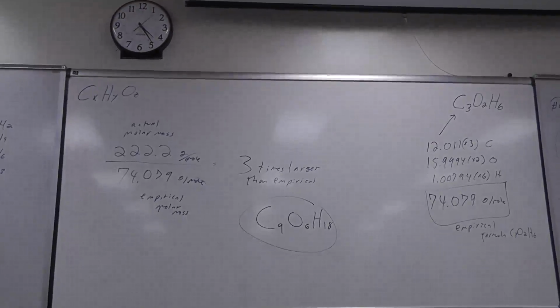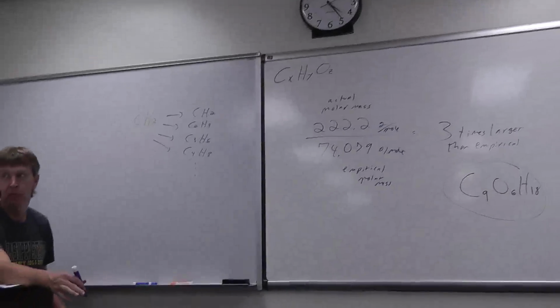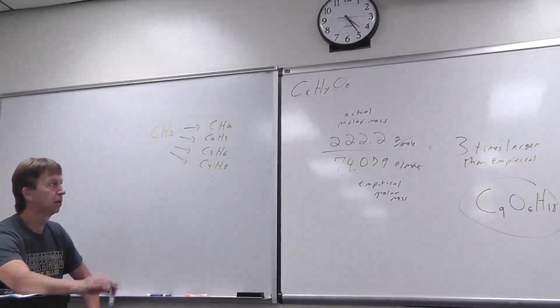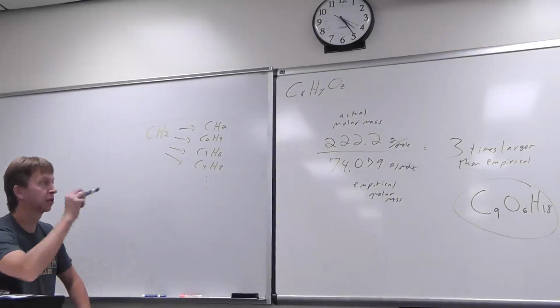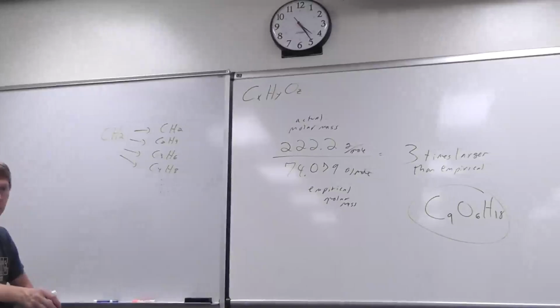Taking your percent data and converting that into an empirical formula gives you a list of possibilities. An empirical formula is a dead end unless you know the actual molar mass. You've got to know the molar mass to take that extra step from empirical formula to molecular formula. Question?